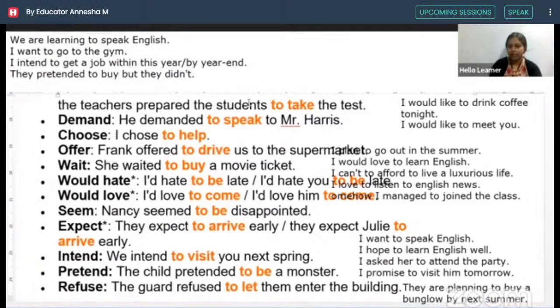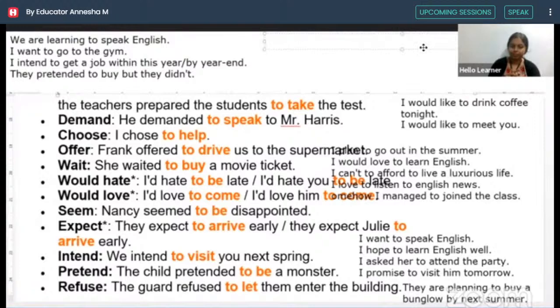Pretend का exact meaning क्या है? Pretend का अर्थ होता है नाटक करना. He pretended to be a nice guy. उसने नाटक किया एक अच्छा इंसान, एक अच्छा लड़का होने का. Very good. चलिए मोहम्मद, I think you want to make a sentence. बताइए मोहम्मद.